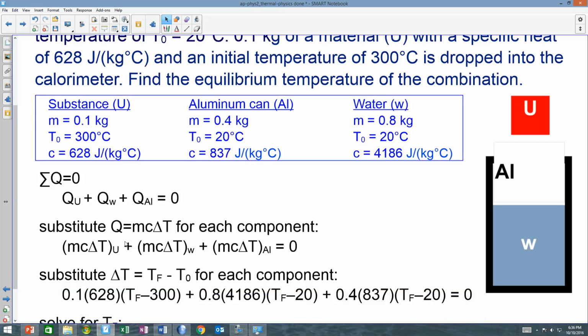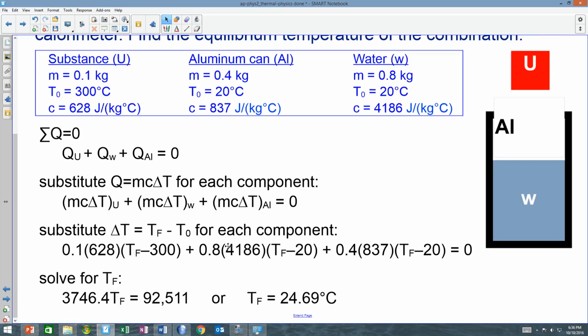So now what we're going to do is we're going to add up the energy transfer for all 3 objects. So we have an energy transfer of the water, the aluminum internal cup, and also the unknown object. Okay, so when we add up all of those heat transfers, we should get 0. So we're going to substitute in mc delta T for each object. The change in temperature is T final minus T initial. We're going to substitute that in here, and then we're going to solve for the final temperature. And we end up getting a final temperature of 24.69 degrees Celsius.